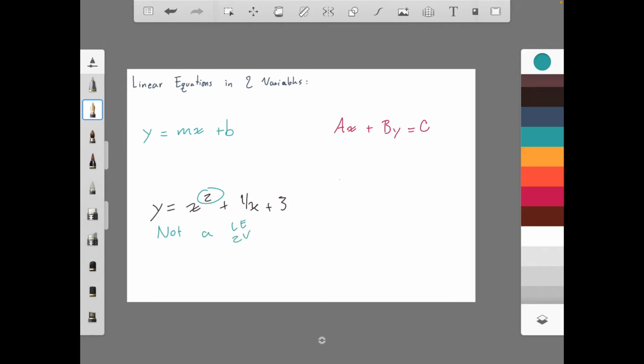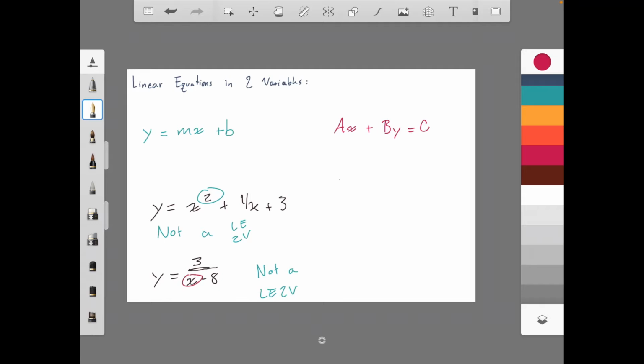Okay, the second case that I'm going to talk about is y is equal to 3 over x minus 8. This is not a linear equation in two variables because this variable over here is in the denominator. So these are two cases in which those are not linear equations. The rest of the cases are mostly safe. There are a couple of things that I'm going to mention.